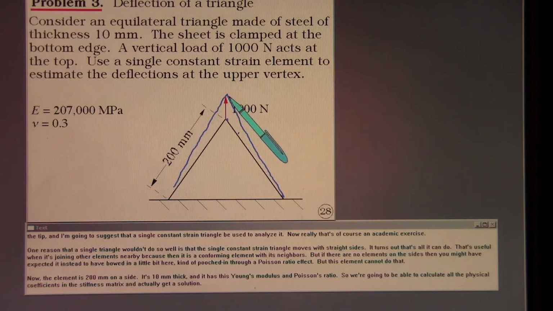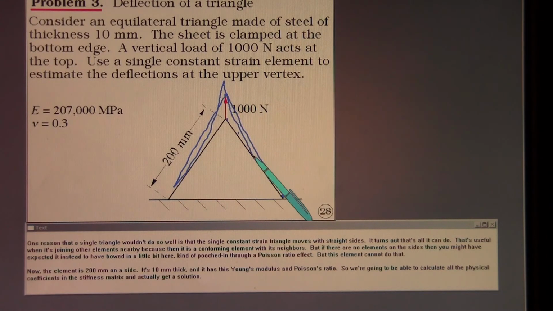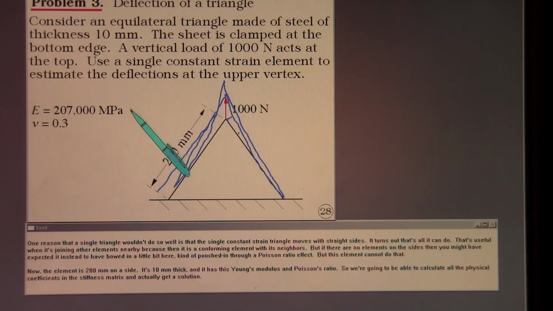That's useful when it's joining other elements nearby, because then it is a conforming element with its neighbors. But if there are no elements on the sides, then you might have expected it instead to have bowed in a little bit here, kind of pooched in through a Poisson ratio effect. But this element cannot do that. Now the element is 200 millimeters on a side, it's 10 millimeters thick, and it has this Young's modulus and Poisson's ratio. So we're going to be able to calculate all the physical coefficients in the stiffness matrix and actually get a solution.